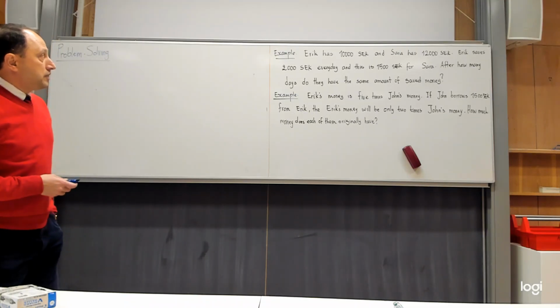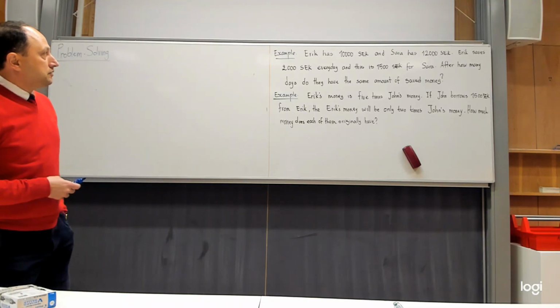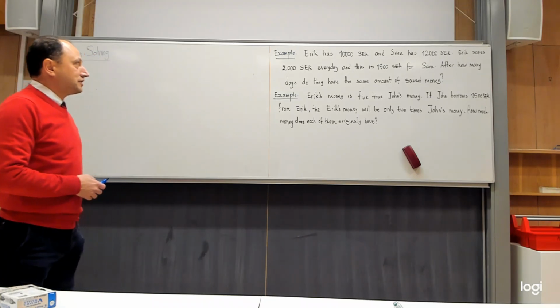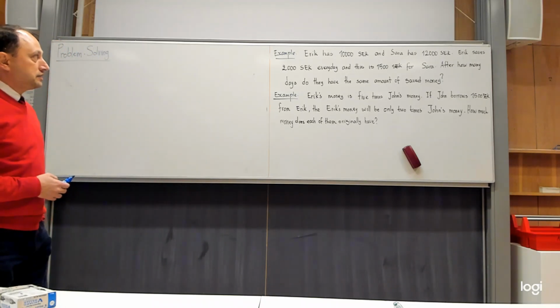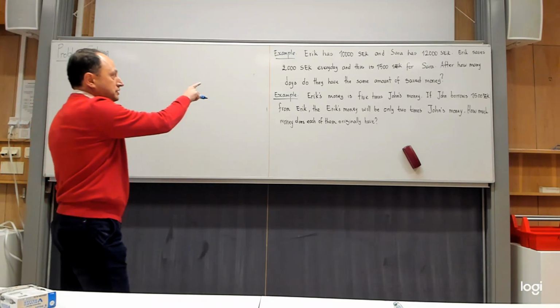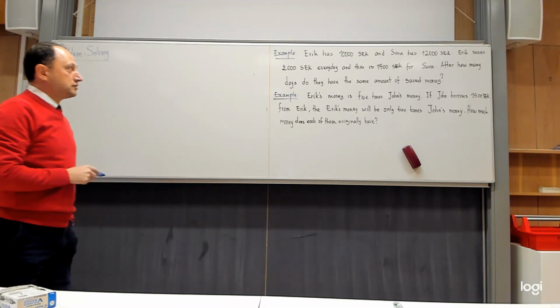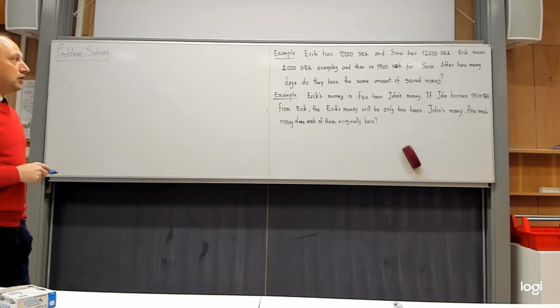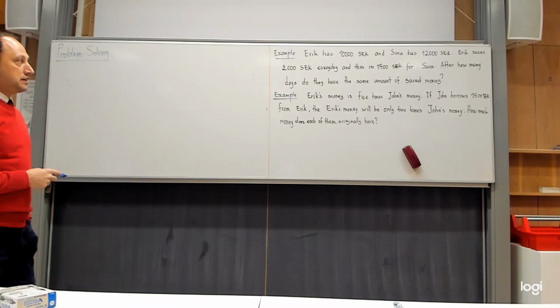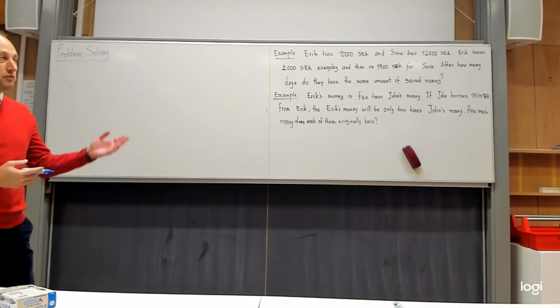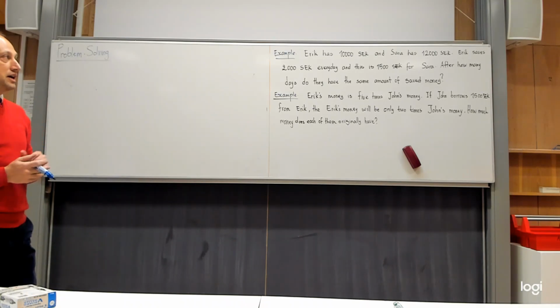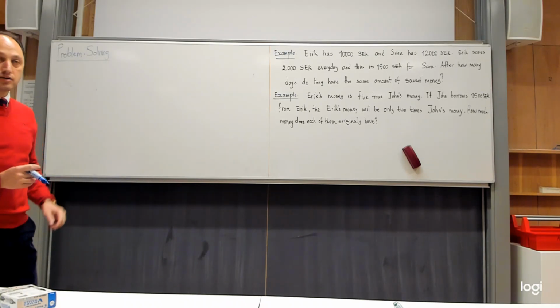So Eric has 10,000 crowns, and then Sarah has 12,000. Eric saves 2,000 crowns every day, but Sarah saves 1,500 every day. After how many days do they have the same amount of saved money? So what is missing here? By reading the text, you immediately understand the number of days is actually missing.